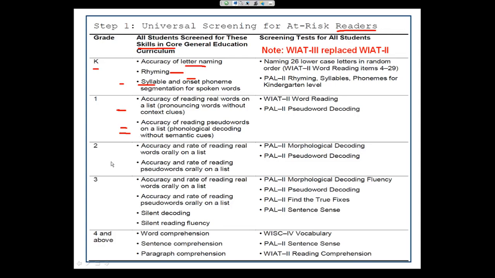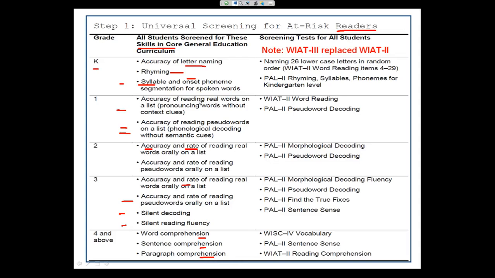When you look at grade 2, for example, you notice we've added to the accuracy, we've now added the fluency component. We want you to be able to name these words accurately, but now we also want you to be able to do so fluently. When you get to grade 3, looking at accuracy and rate of reading real words, accuracy and rate of reading pseudo words, we're also moving to silent decoding and silent reading fluency. And then for grade 4 and above, and the PAL2 goes up to grade 6. So 4, 5, and 6, we're focusing on comprehension. Comprehension of words, sentences, as well as connected text in paragraph form.